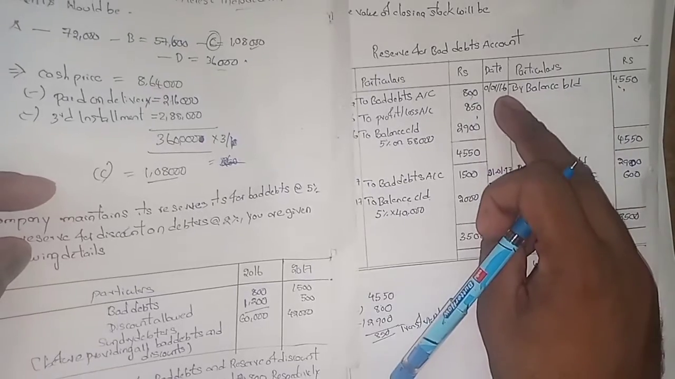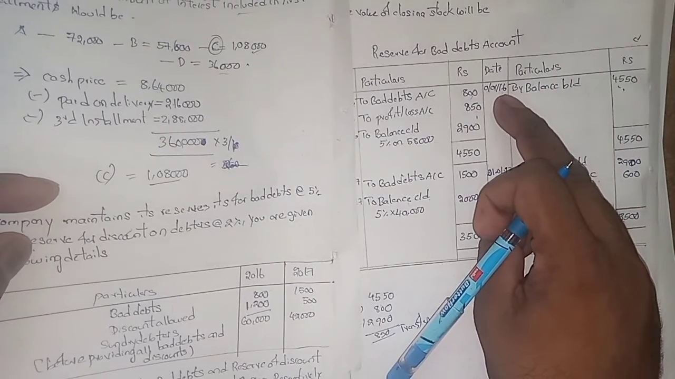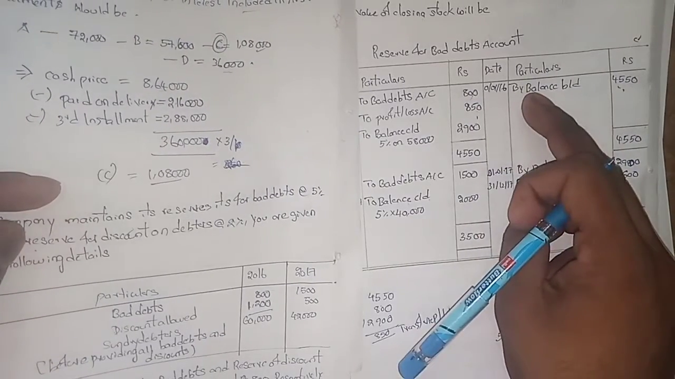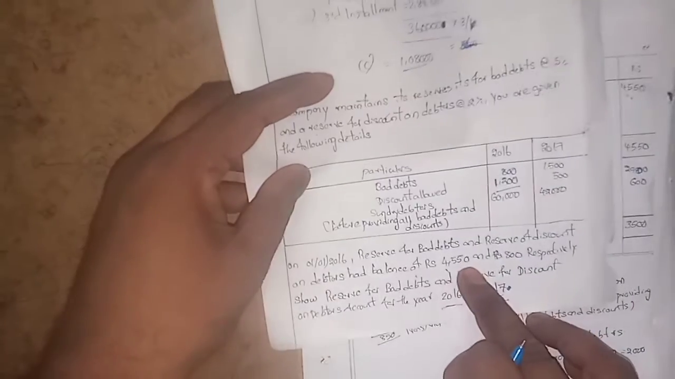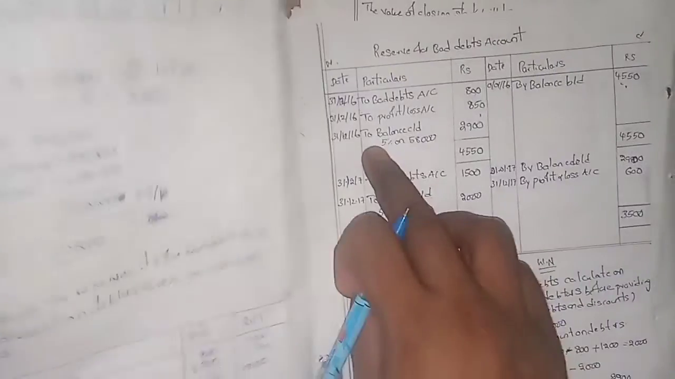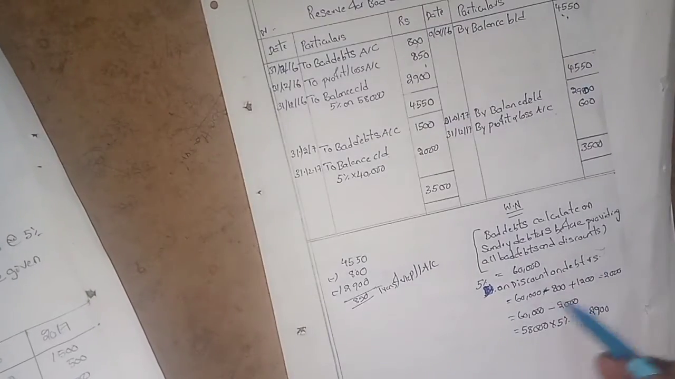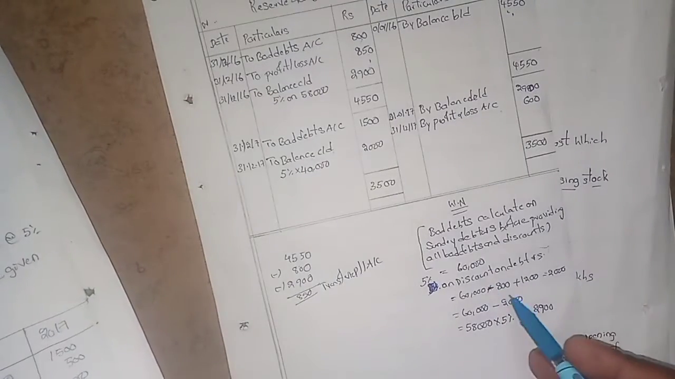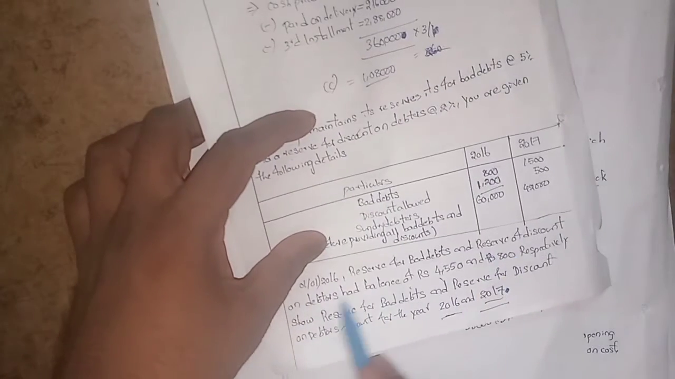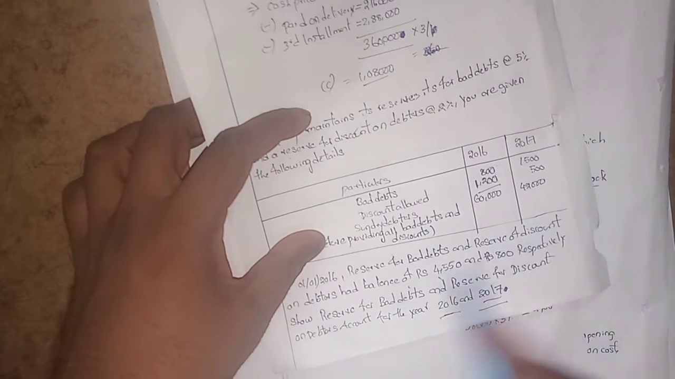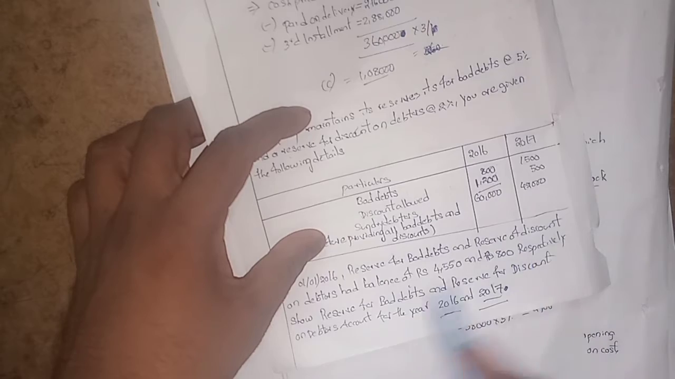So on 1st January 2016, balance brought down, that is 4,550. Sundry debtors are 60,000 minus 800 plus discount allowed. Provide reserve for bad debts account, reserve for discount and balance of rupees 4,000 respectively.